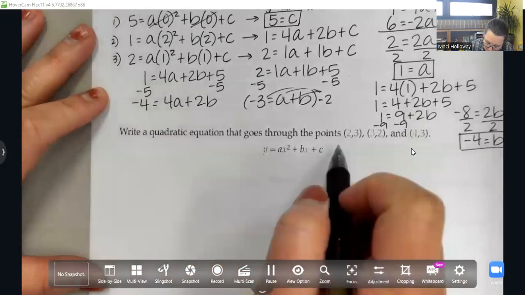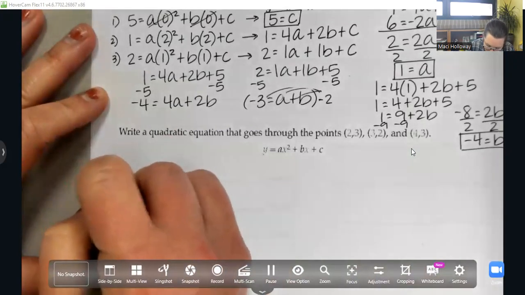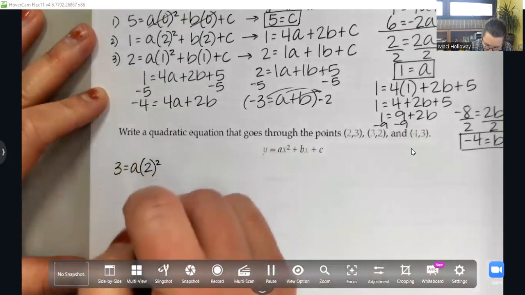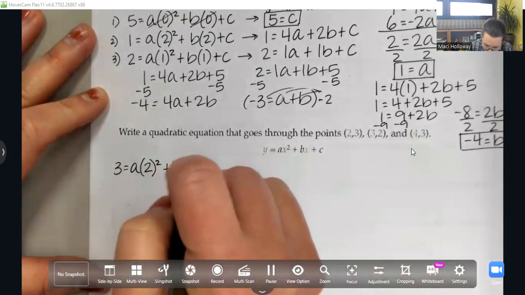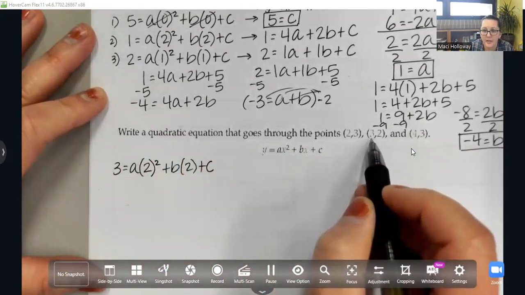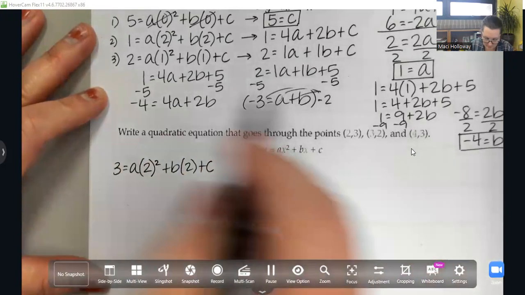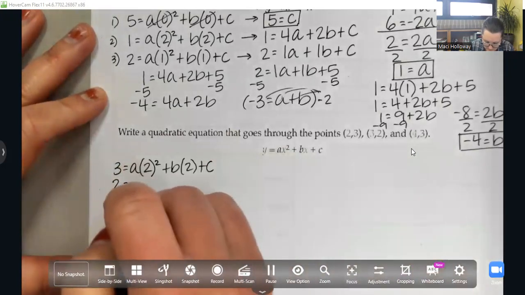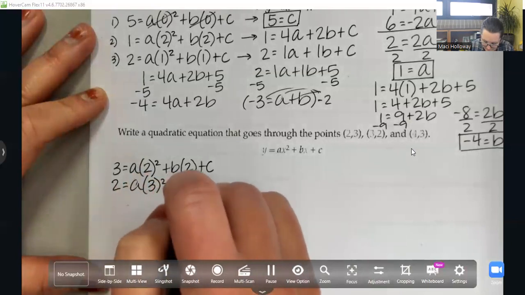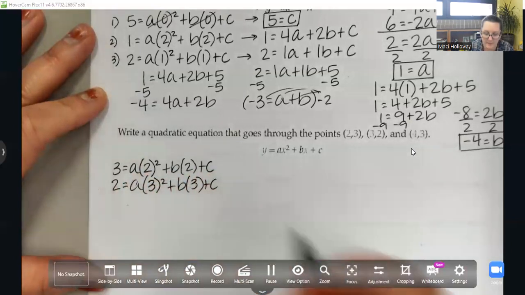So instead of y, I'm going to put 3. So I have 3 equals a, and instead of x, I'm going to put 2. 2 squared plus b times 2 plus c. All right, next one, instead of x, I'm going to put 3. Instead of y, I'm going to put 2. So 2 equals a times 3 squared plus b times 3 plus c.